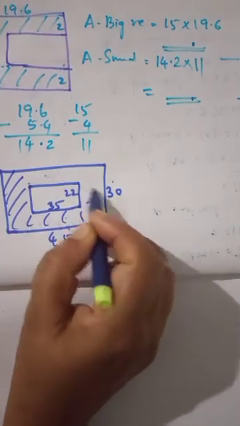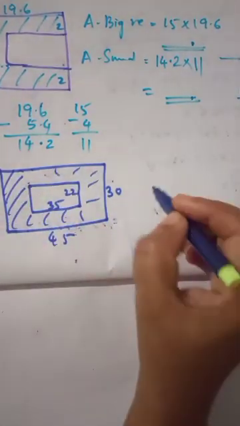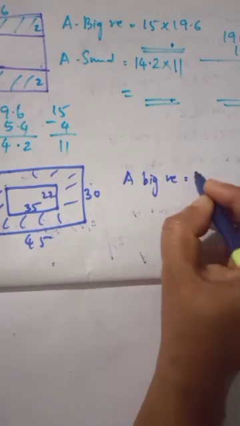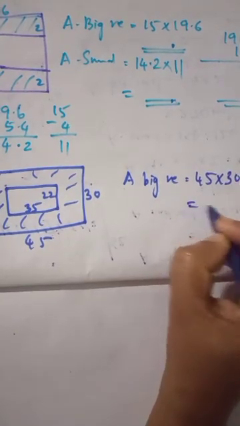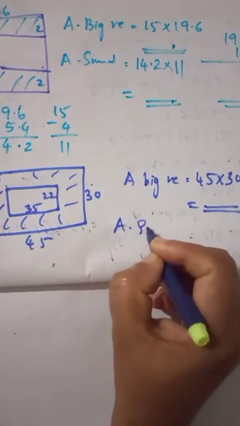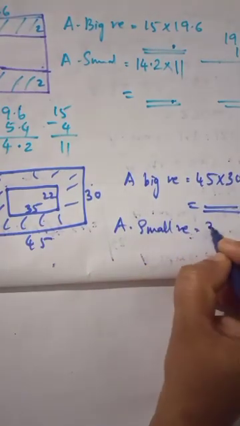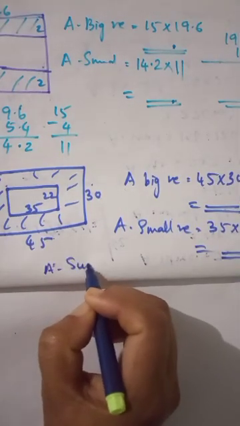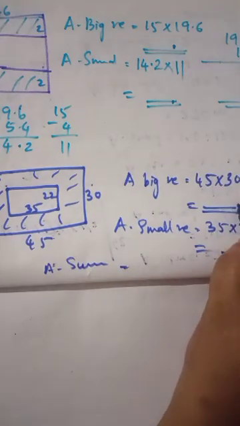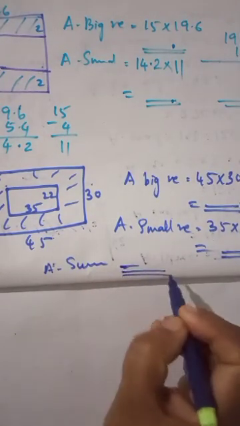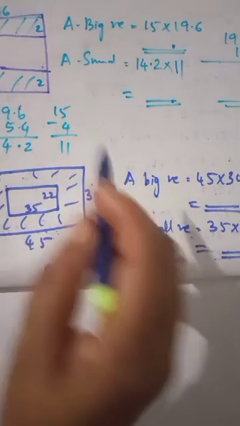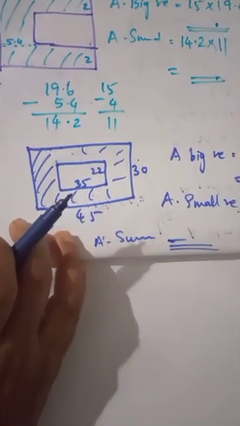Area of the border. This border's area we have to find. It is easy. Area of the big rectangle minus area of the small rectangle. Big rectangle length and breadth are given. Multiply, you will get the area of the big rectangle. Area of small rectangle is equal to 35 into 22. Length and breadth are given. So, area of the border surrounding the photograph is big minus small. Subtract, you will get the area of the shaded portion. Okay. This type of question only comes here in considering the area of the path. Okay.